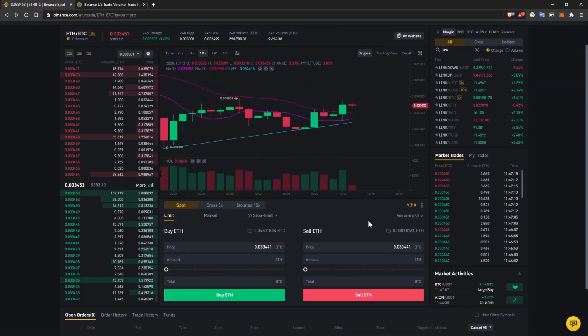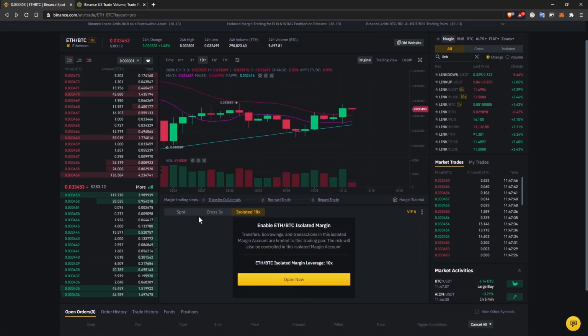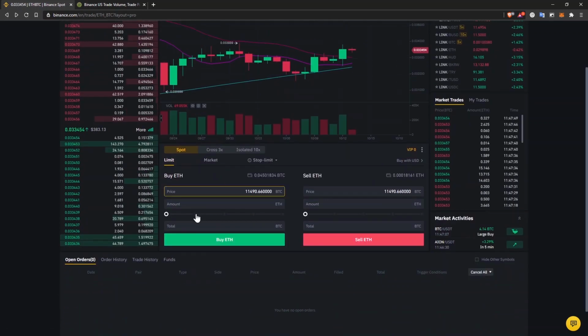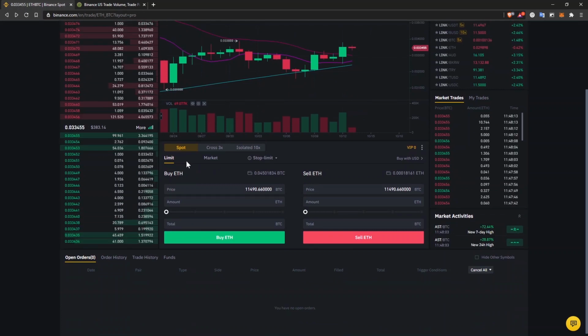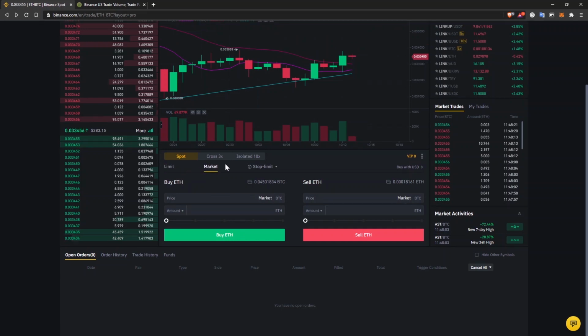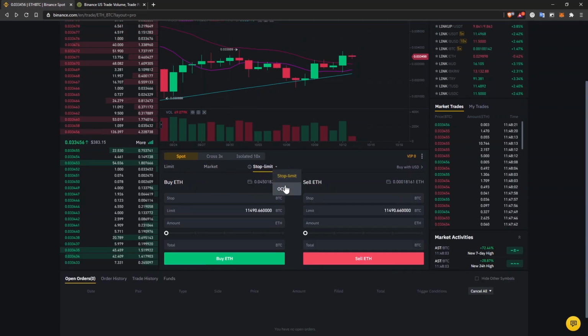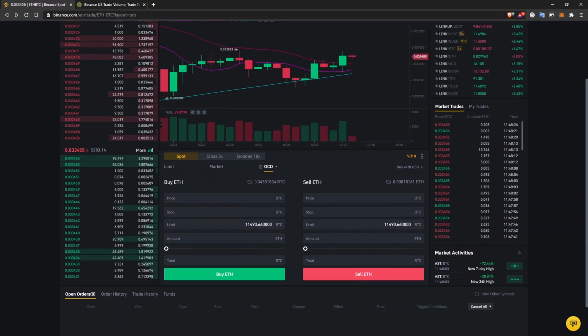And let's get now to buying low and selling high. And for that, we have different types of orders available here. When you start trading, you must be sure that you select spot here, because cross or isolated, they are margin trades, and you don't have to start with that. You'll want to select spot because this will trade only the funds that you have available in your wallet. And the order types that are available here are limit, market, stop limit, or one cancel the other.